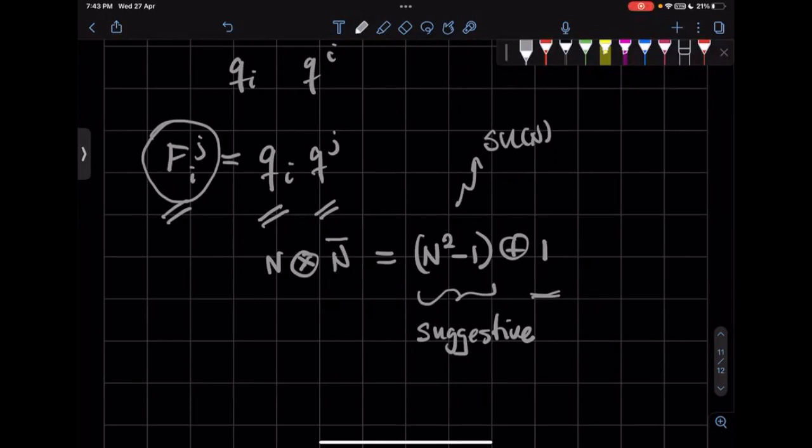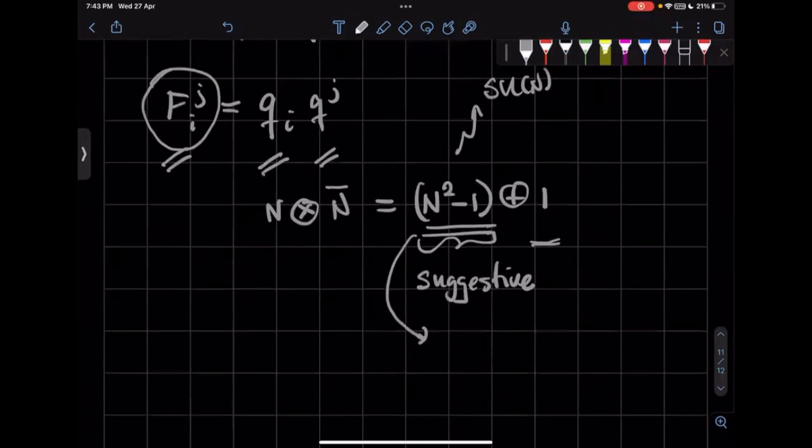So this representation turns out to be a representation of the group which has the same dimension as the group. What is the name of the representation? There is an adjoint representation, right? So this is the adjoint representation. It turns out to be the adjoint representation, okay?